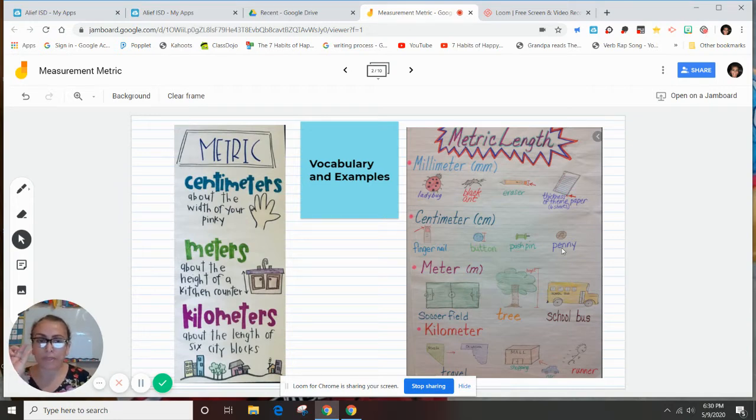My centimeters is like a fingernail, button, push pins, penny. That's about the width of a centimeter. And meters, we can measure a soccer field, trees, school bus that are longer. And we talk about how kilometers is like the distance when we travel from one place to another. It could be from one state to another state, but it could be also from my house to the mall, or from my house to the school, or when I'm trying to count how much I'm running, I'm going to measure that in kilometers. Okay.